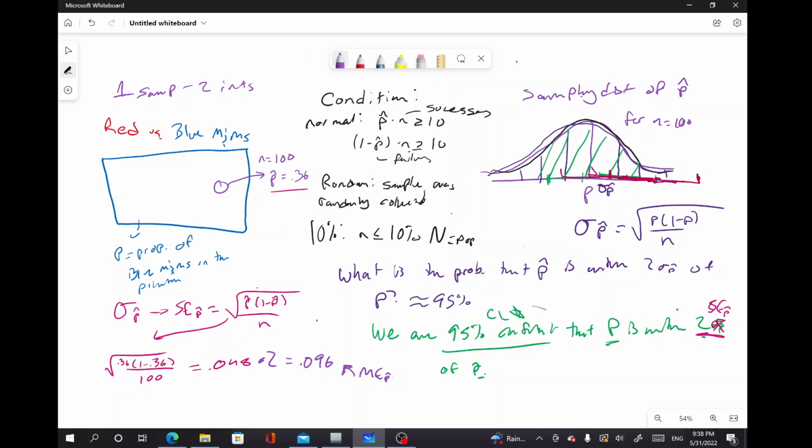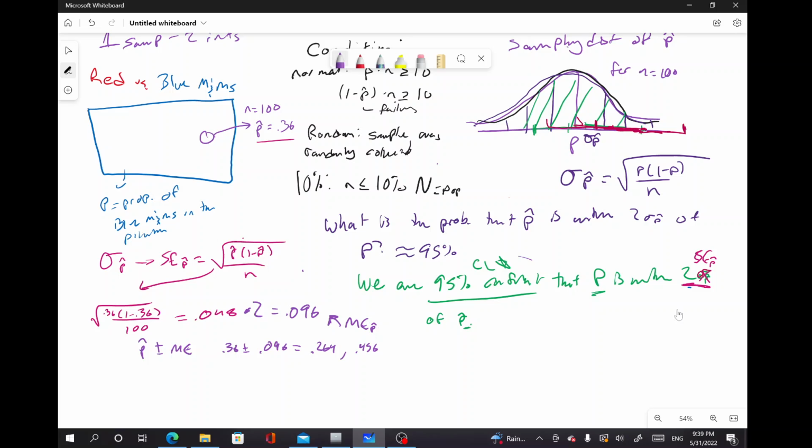So we just use p hat plus or minus margin of error, because we're 95% confident that it's within plus or minus 2 standard errors. So it's just going to be 0.36 plus or minus 0.096 equals, the lower bound is 0.264. The upper bound is, I believe, 0.456.